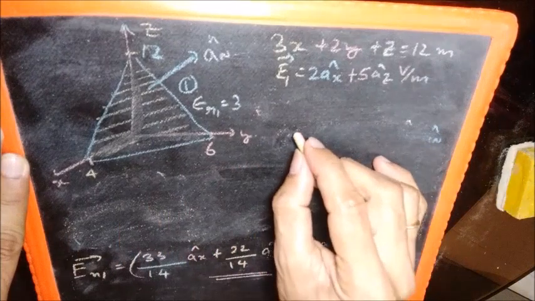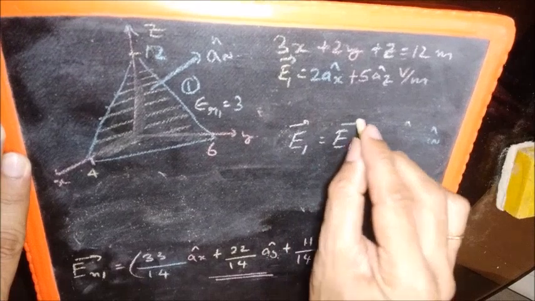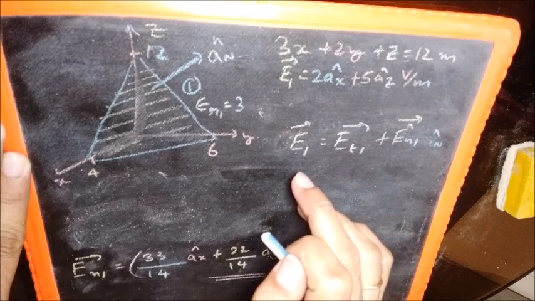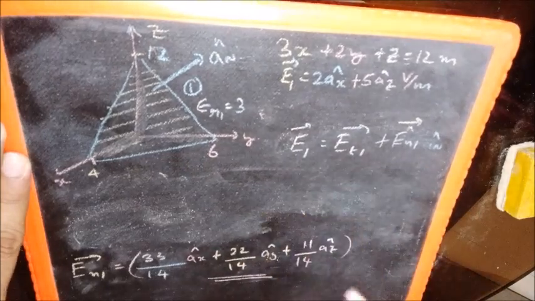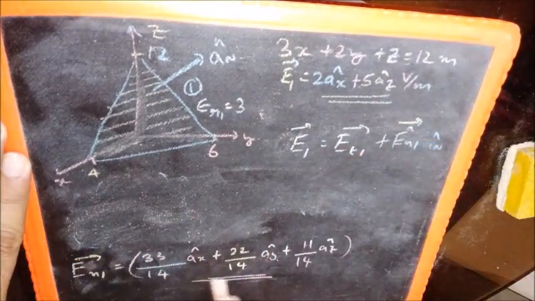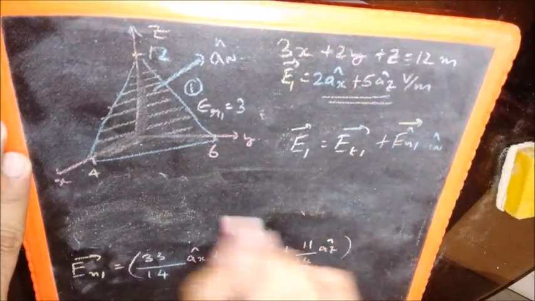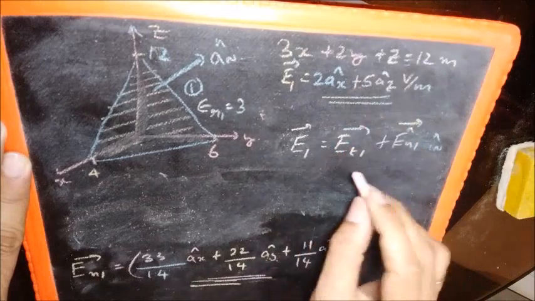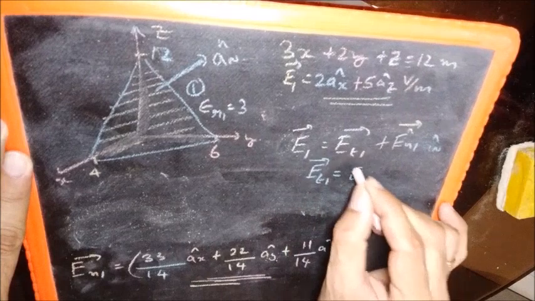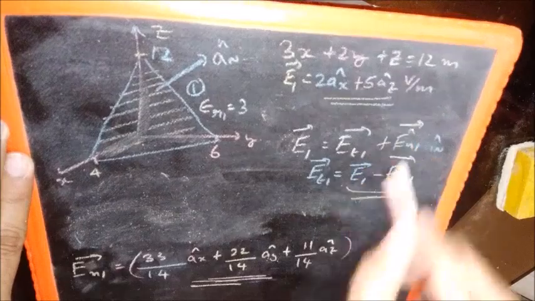Since E1 is tangential plus normal component, the tangential component will be E1 minus En1. So when I write that, E1 is here, En1 is here, so from this I have to subtract this. Et1 is E1 minus En1, so this we have to do.